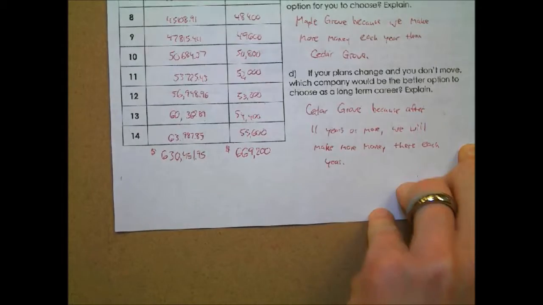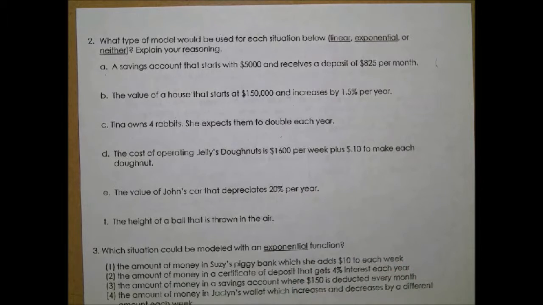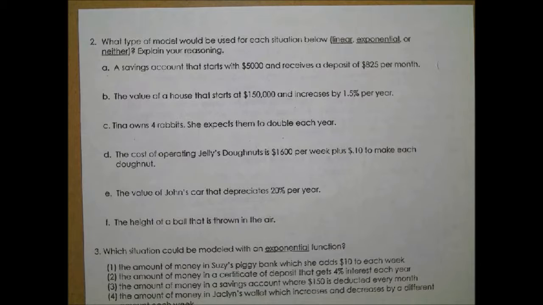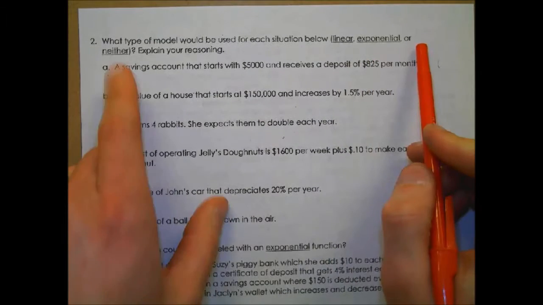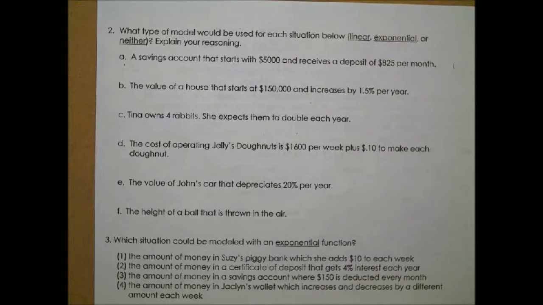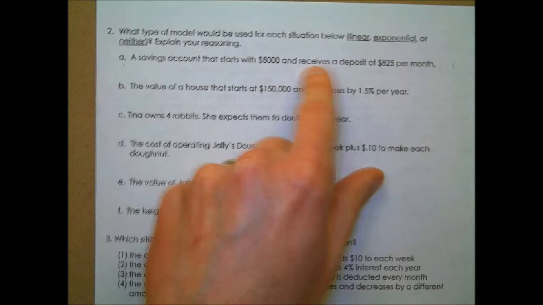All right, let's flip it over here and take a look at some more examples of linear versus exponential. In letter A, what type of model would be used for each situation? Linear, exponential, or neither. Now this is weird, I know, because for those of you that had Ms. Sliger, the three options were linear, quadratic, or exponential. Well, for us, we're going to talk about just linear, exponential, or neither for right now. If you had me, we also did linear, quadratic, exponential, but we're just going to do linear and exponential for right now. Letter A. A savings account that starts with $5,000 and receives a deposit of $825 per month.